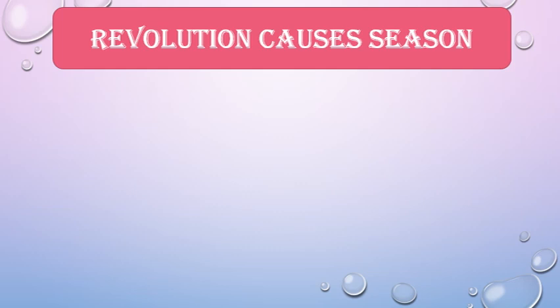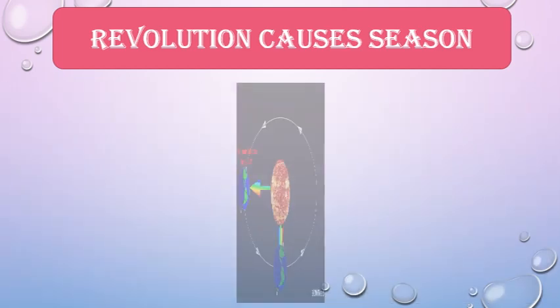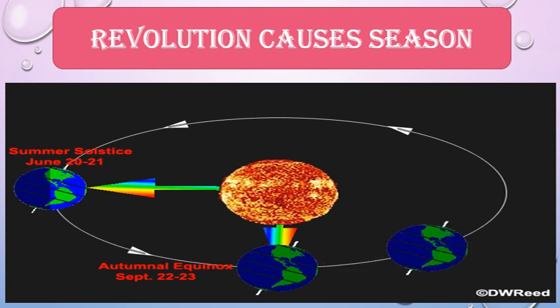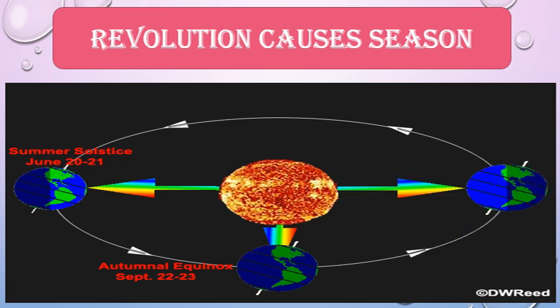Revolution causes seasons. Since the Earth is inclined at an angle, the direct rays of the Sun fall between the Tropic of Cancer and the Tropic of Capricorn. Other places do not receive direct sun rays. When the North Pole is tilted toward the Sun, places in the Northern Hemisphere experience summer season. This is known as summer solstice. On June 21, the day is longest and the night is shortest.